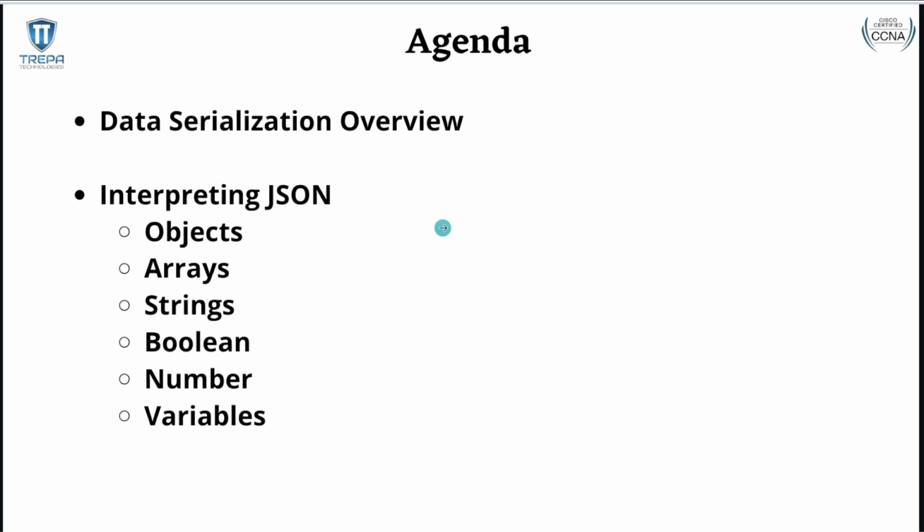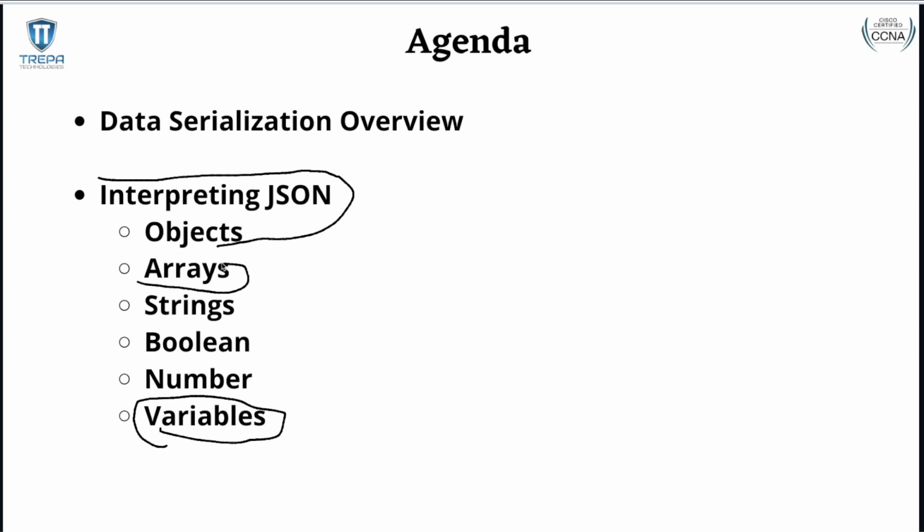So we're going to go over an overview of that, and then we're going to jump right into interpreting JSON. How do we look at a JSON object? How do we determine the key value pairs? What are strings, booleans, numbers? What are variables? And then what are arrays?